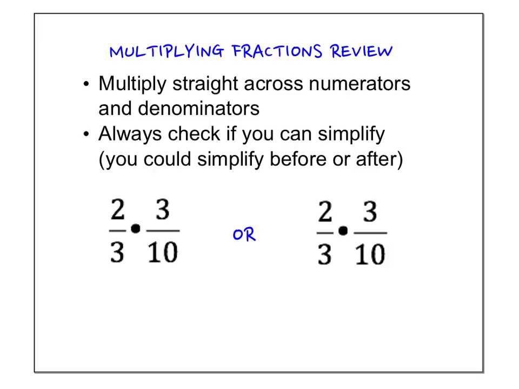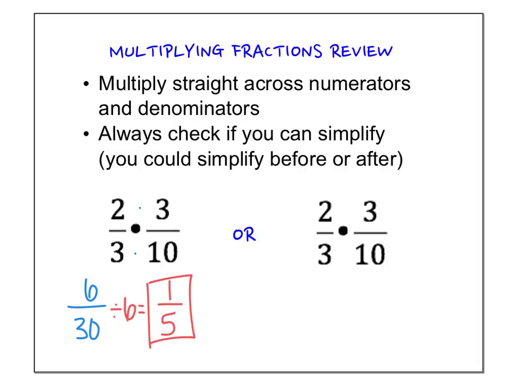So in this first problem, 2/3 times 3/10, I'm going to multiply across my numerators and denominators and get 6/30. After that, I'm going to look to see if I can simplify, and in this case, I can divide both by 6 and get my answer of 1/5.